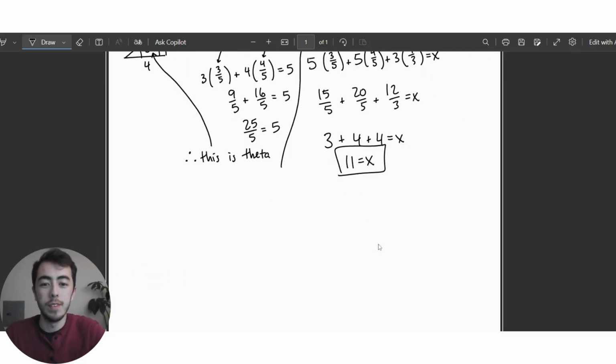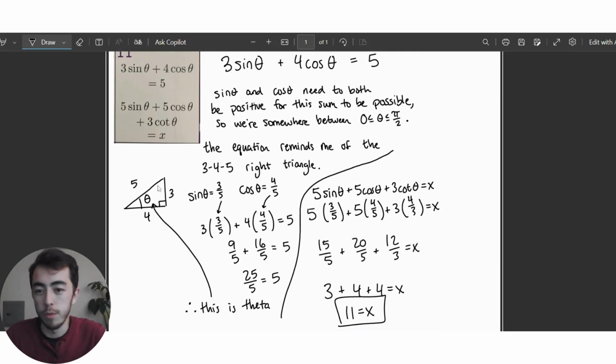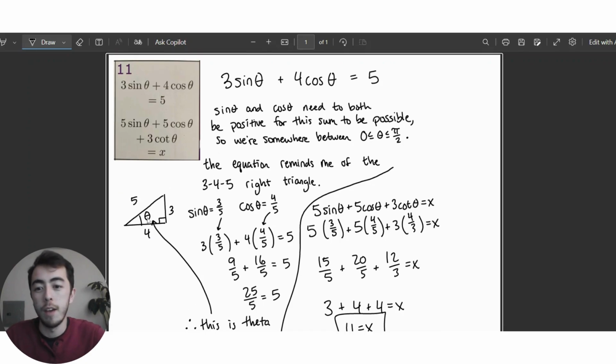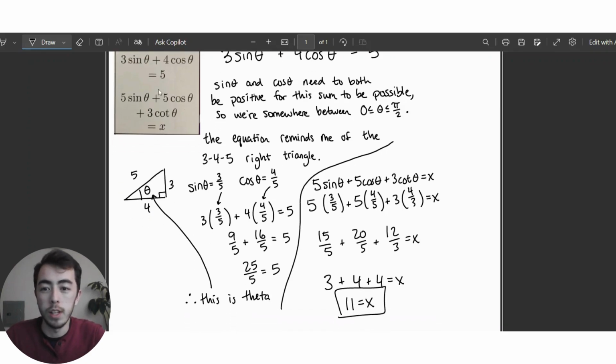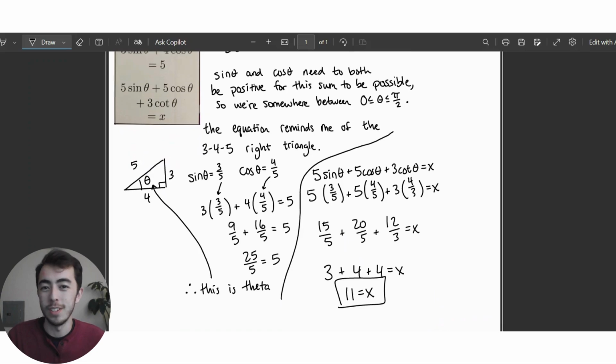Nice. All right. So I got a little bit lucky with that guess about comparing it to a 3, 4, 5 triangle, but after finding what this theta was and plugging it in, I have shown that x is indeed 11.